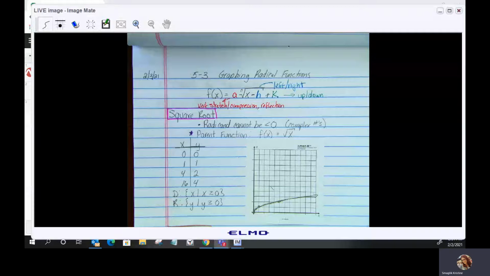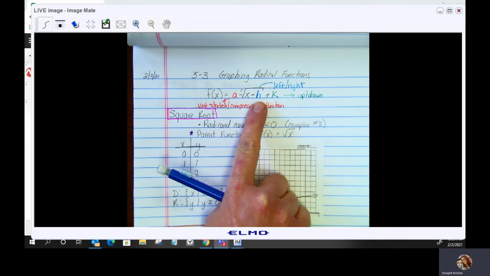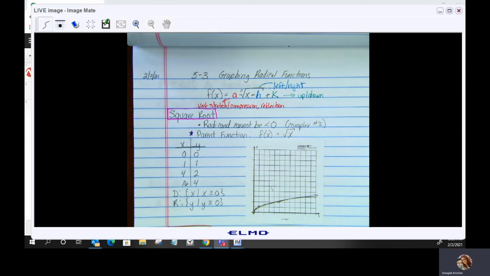Let's take a look at topic 5.3, graphing radical functions. In this section, we're more so going to focus on transformations of a radical graph. So here's our standard form radical function, and this should look relatively familiar to you.